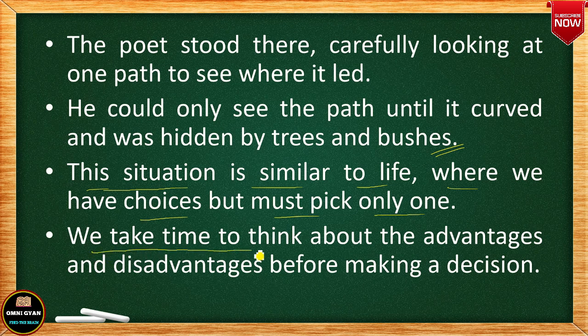So we take time to think about the advantages and disadvantages before making a decision. It is very important whether choosing arts will help you, whether choosing science will help you, what are the advantages and disadvantages. So before making any decision, we always have to think and overthink. हमें बार बार सोचना पड़ता है एक डिसीजन लेने से पहले. So it is the same with the poet also, that he is standing at a point, he can see two roads. Now he's trying to decide, he's trying to think about the advantages and disadvantages before making his final decision which road to choose. Alright, I hope you have understood.